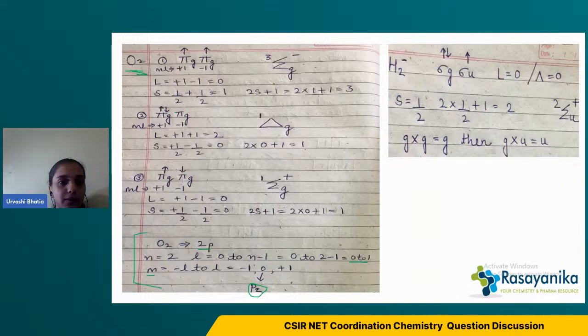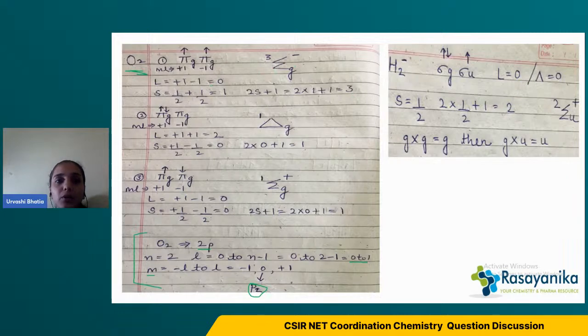Okay, so anyway, we'll come up here. So ML here, pi star 2px is present, so the values will be plus 1 and minus 1 here. 2px will have plus, then the other one, 2py, will have minus. If you want to calculate the capital L, the orbital angular momentum, plus 1 minus 1 will be 0. Spin angular momentum will be half plus half, it will be 1. So 2S plus 1, the spin multiplicity, 2 into 1 plus 1 will be 3. So you get the sigma term.